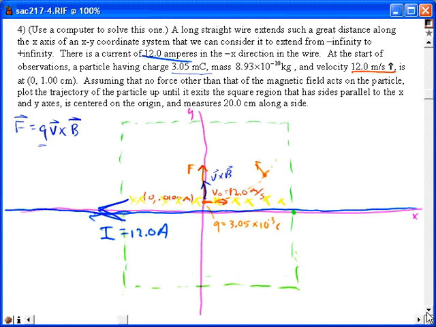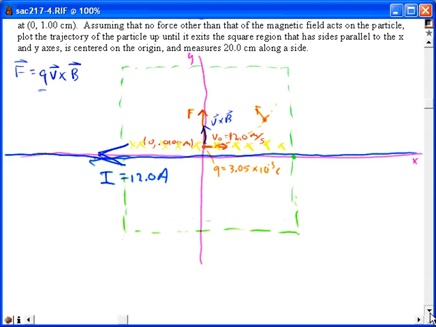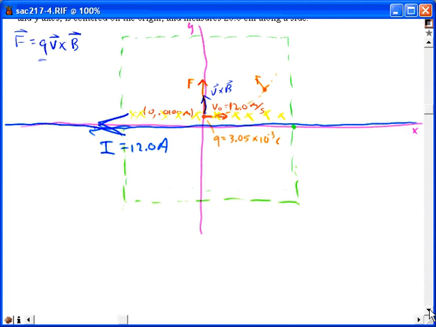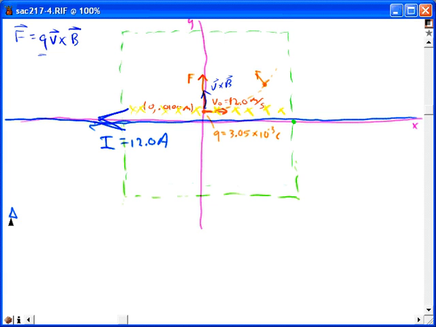Alright, so we're given the hint that we need a computer to solve this. I think I want to start off by getting a table going here. I'm going to use some tiny time interval, delta t. I think I'm going to start off with a microsecond. So 1 times 10 to the minus 6 seconds, 1 microsecond.